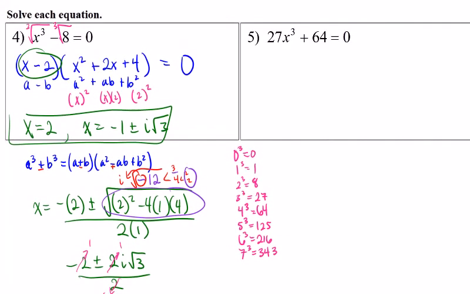All right, so just like we suspected, since we have a cubic, we could get up to 3 solutions, and we ended up with 1 real one and 2 complex ones. All right, number 5, very similar, except this time it's a sum. So since it's a sum, I'm going to use this format here, but this time it's going to be a plus b, and then it will be a squared minus ab plus b squared.